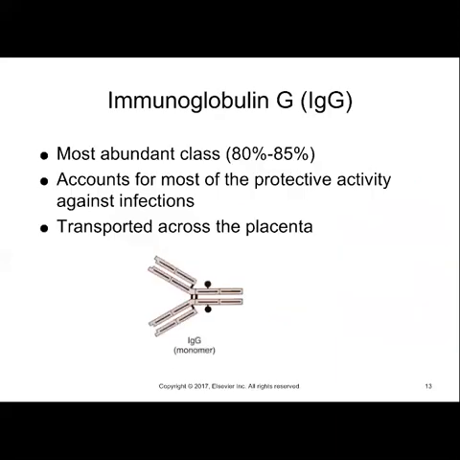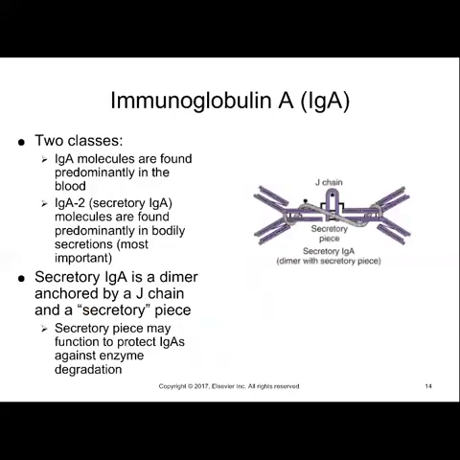IgG, or immunoglobulin G, is the most abundant. It accounts for most of the protective activity against infections, and this is one that's actually transported from the mother to the fetus. It's expressed as a monomer. You just see one at a time. We'll talk about some that are not, that group together, but IgG is one whole molecule. They tend to be by themselves, not bound to other IgG molecules. Remember, FC here is the constant region, FAB over here, so through the variable region, that FAB is binding to an antigen.